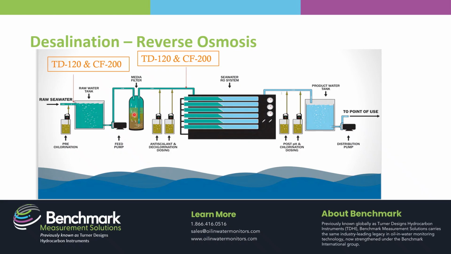That water passes through a multimedia filter, which is a screen, maybe sand or other material to take out large particles. Chemicals are added, anti-scalant or dechlorination systems, to remove any unneeded chemicals that could be damaging to further downstream processes. The primary treatment system is going to be a seawater reverse osmosis membrane system.